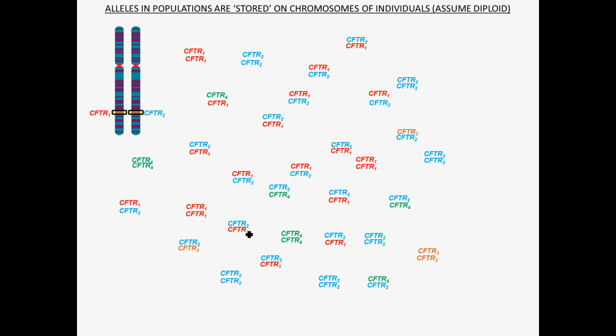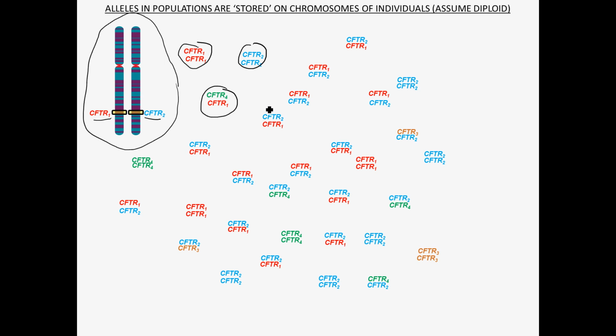But those alleles are on chromosomes of individuals, and again, we're going to assume diploid. So here I'm just showing you that on chromosome number 7, this is the locus. And diploid individuals inherit 2 of those alleles. And so this would be a homozygote for 1, this would be a homozygote, this would be a 1,4 heterozygote, this would be a 2,1 heterozygote, here's a 2,4 heterozygote, here's a 3,3 homozygote, etc. So these individuals exist in the population. Each one possesses 2 alleles.